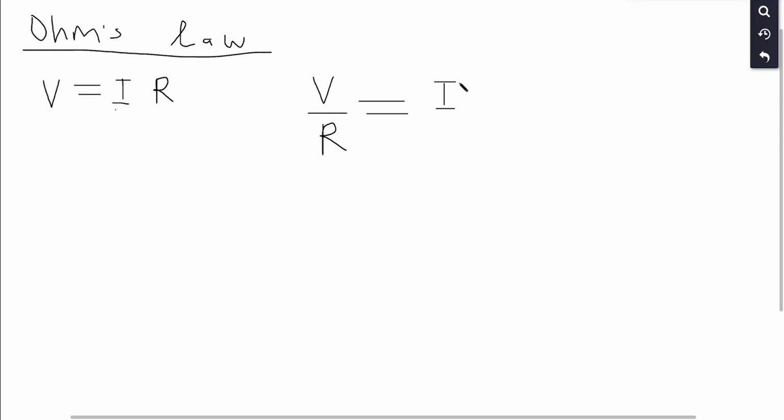And then if we wanted to get the resistance, it'll be the same way, where we divide both sides of the equation by current. So in this case, it'll be voltage divided by current is equal to the resistance. And the way this is done is, for instance, we started with this equation: the voltage is equal to current times resistance.